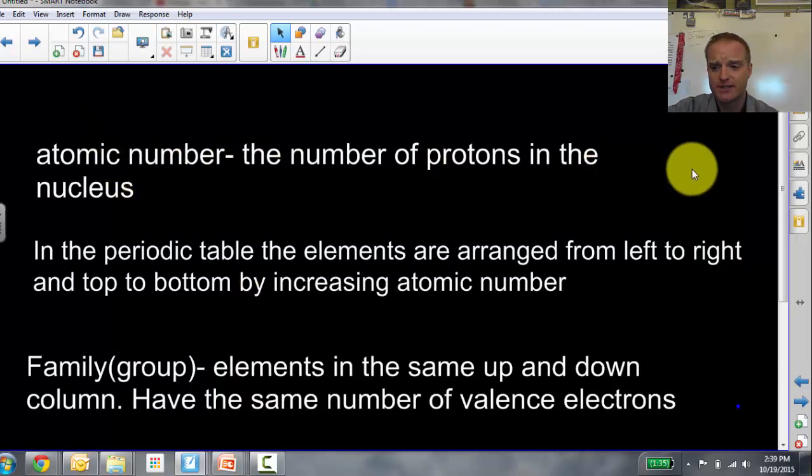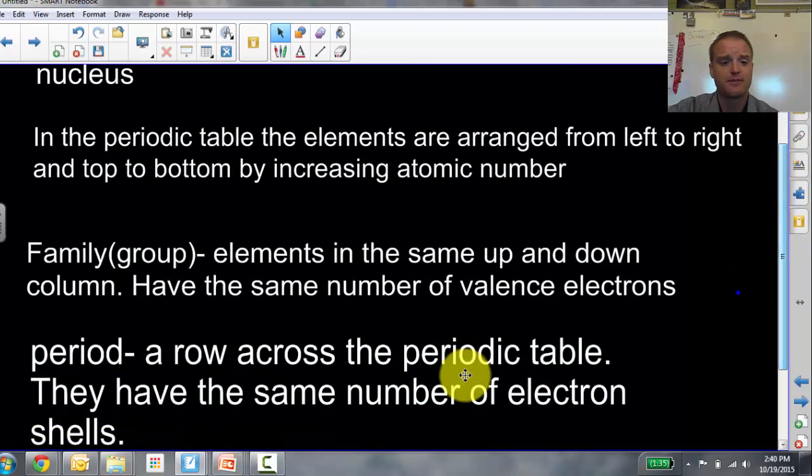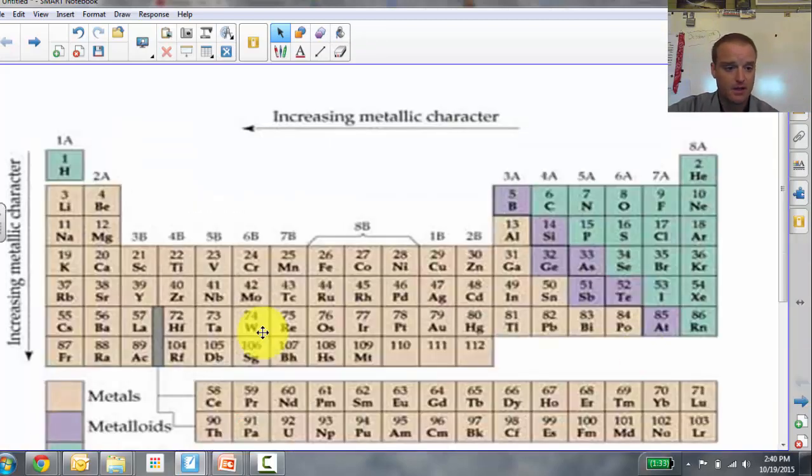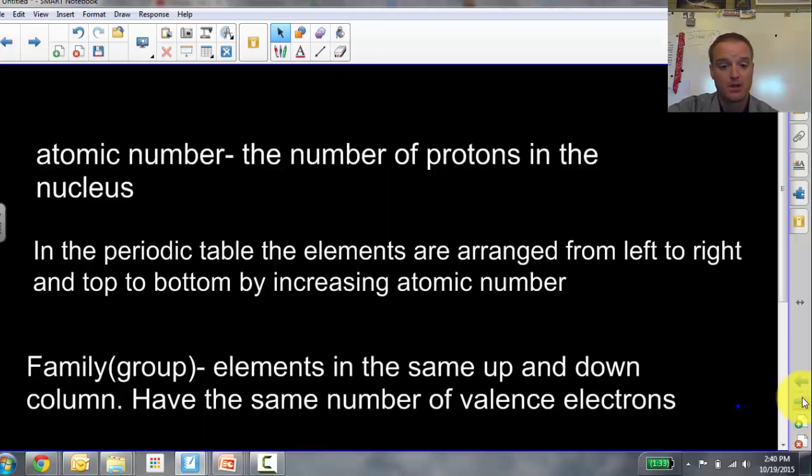And so when we do that, we get some things happening here. Some patterns start to emerge. We get families or groups, and like a family, they have a lot of the same characteristics. So families in a periodic table are in that same up and down column, and they have the same number of valence electrons. So if I go back here real quick, in this group, this family up and down, they all have 1 valence electron because of where they are. Or over here, this group all has 8 valence electrons because they're all in the same family.